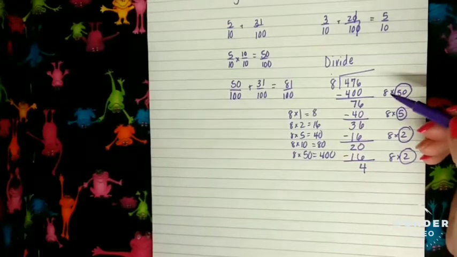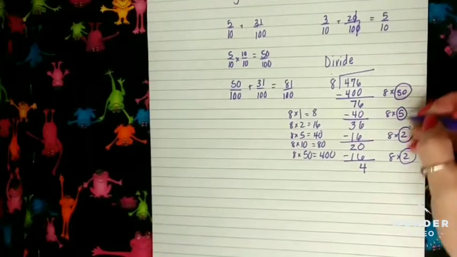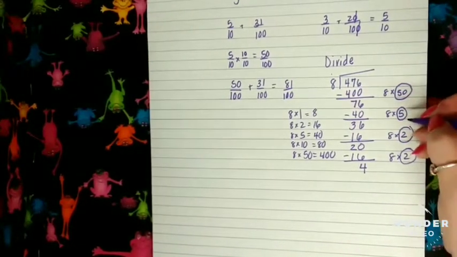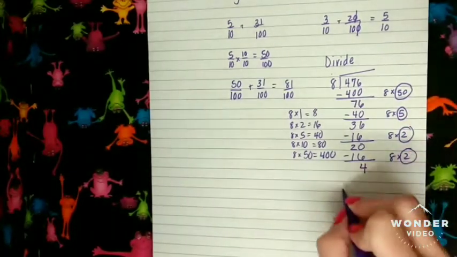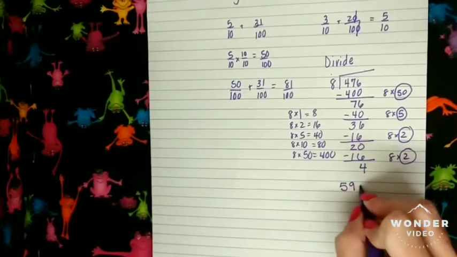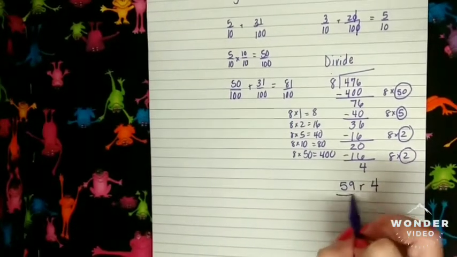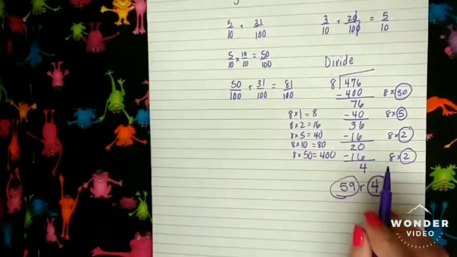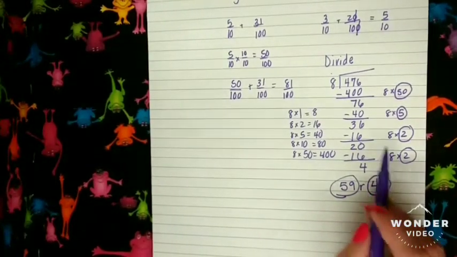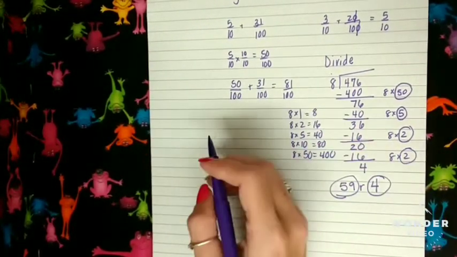So now how I figure out my quotient is I add all of these together because that's how many times I used that number 8. So that's 50, 55, 57, 59. And my remainder is here. So this is my quotient or my whole groups, and this is my remainder left over. So they need to be familiar with vocabulary of division and able to solve it.